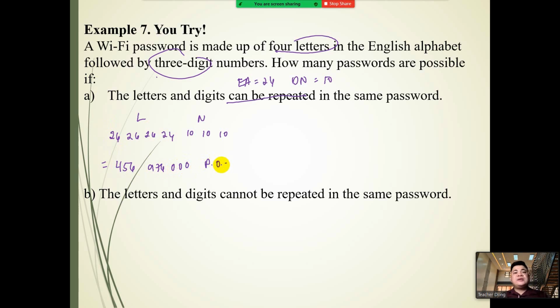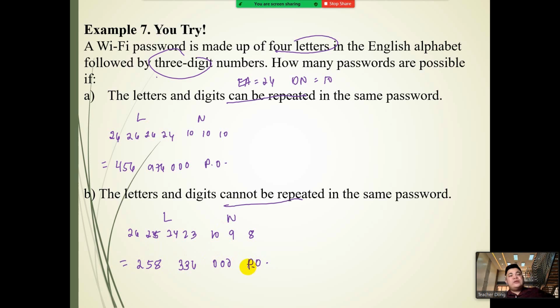Now, for letter B, the letters and digits cannot be repeated in the same password. So what are we going to do here? There's a restriction that we cannot repeat. So for the letters, we have 26 for the first, and then for the second, we have 25, 24, and 23. Then for the numbers, we have 10, we have 9, we have 8 for the third. Then if we're going to multiply them, you are going to get 258,336,000 possible Wi-Fi passwords or possible outcomes.